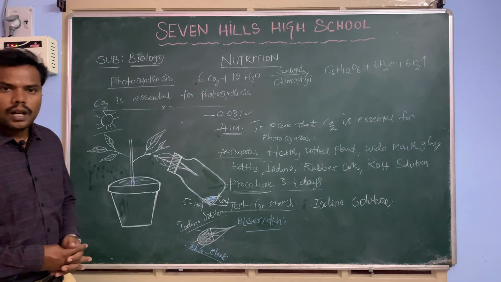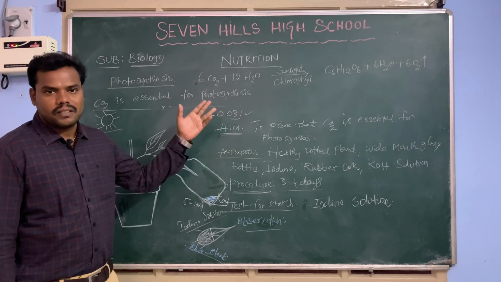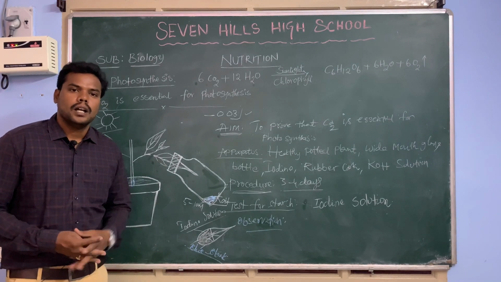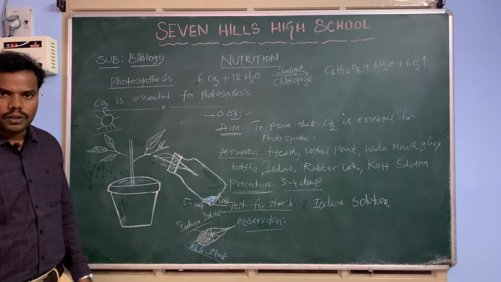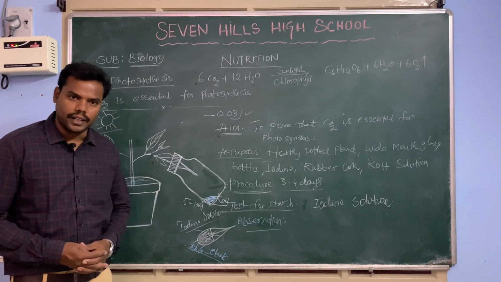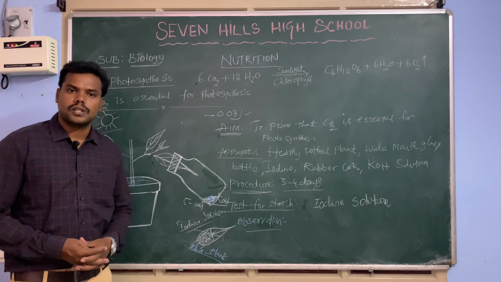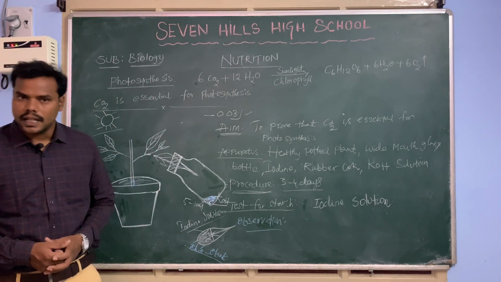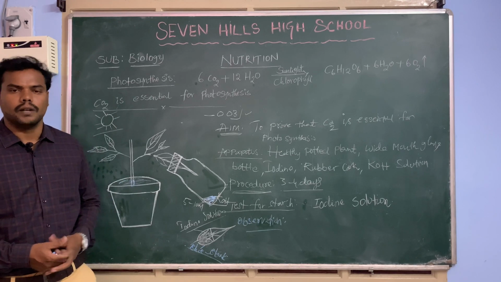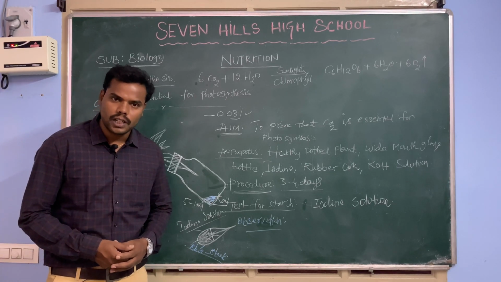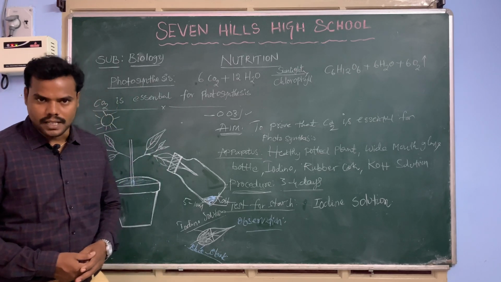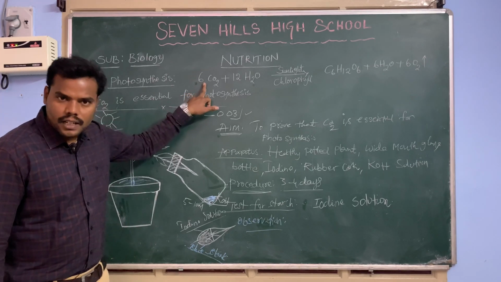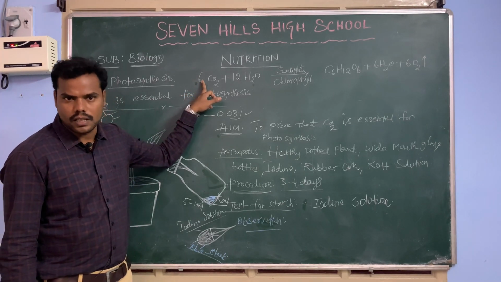Here we are going to observe all the factors which are essential for photosynthesis, and we are also going to prove the factors essential for photosynthesis with some activities. Among them, first of all, we are going to study carbon dioxide. We know that carbon dioxide is one of the major gases present in our atmosphere. In our atmosphere, 0.03% carbon dioxide is present. This carbon dioxide plays a crucial role in photosynthesis.